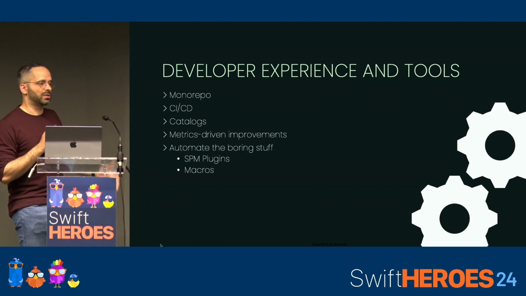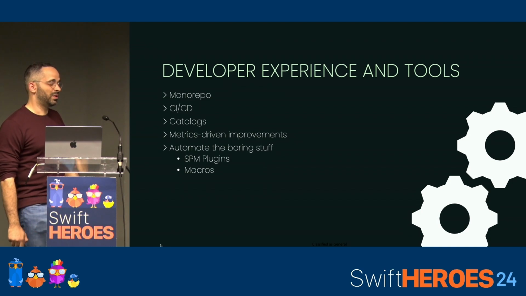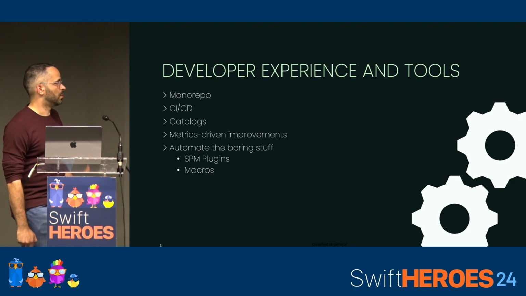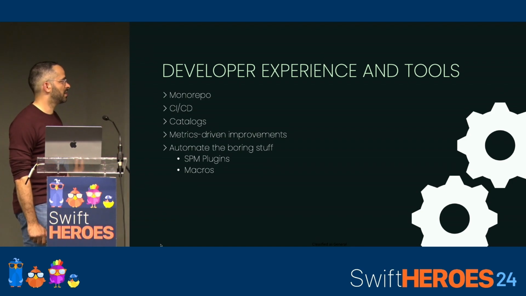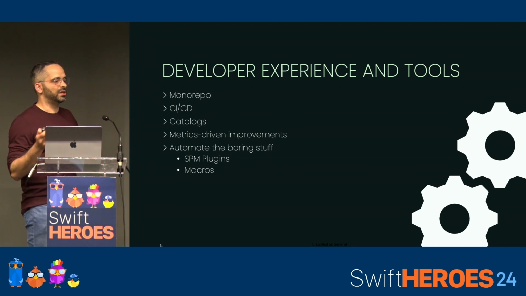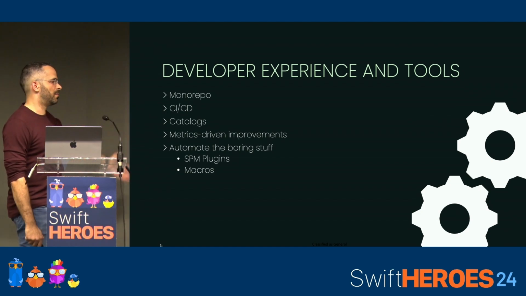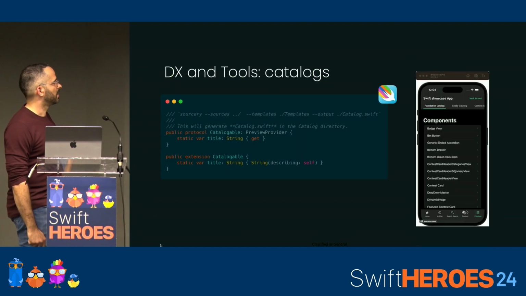But as you know, macros come with a cost. We did a test, and it increased the compilation time more than 200% of what we were expecting. So we decided to wait a little bit to see what the team at Apple does with it. But we use SPM plugins for boring stuff like converting our localization files to a different format. You can use command plugins or preview plugins for that.